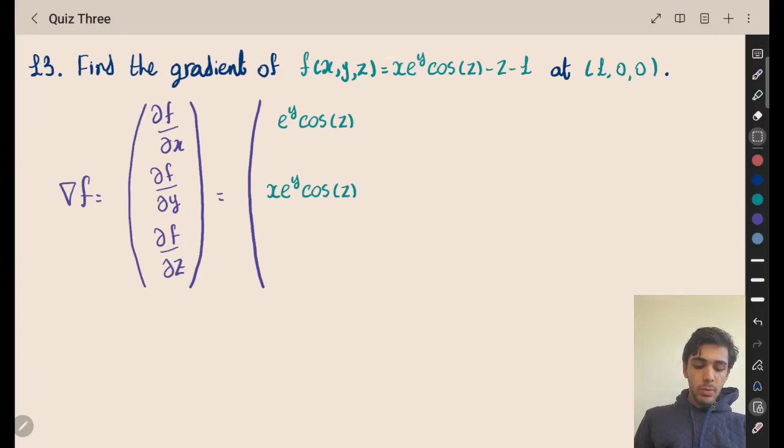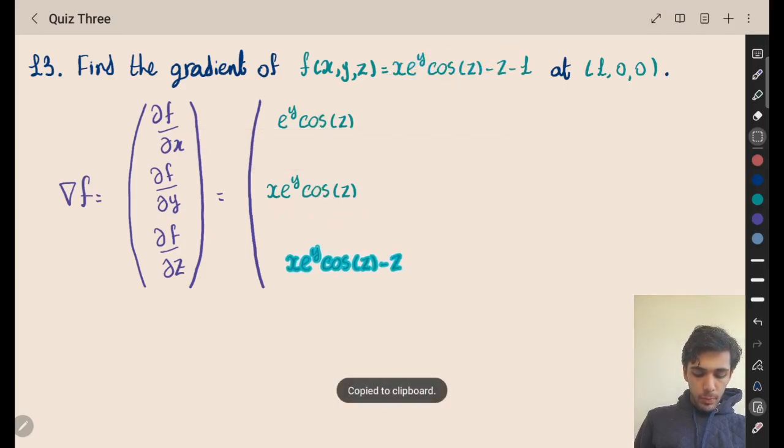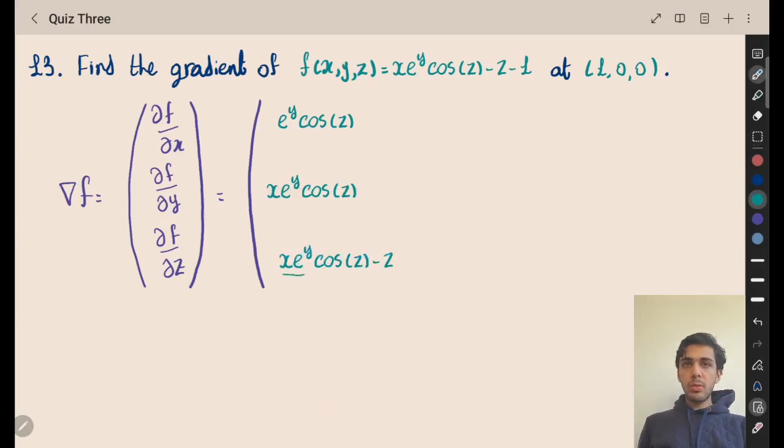Finally, if you want to take the derivative with respect to z, then the first term will give you the following. These are constants with respect to z. This is not. The derivative of the cosine function is not the sine function, but the negative of it. And the derivative of z with respect to z is 1. The derivative of minus 1 with respect to z is, of course, 0. So we don't need to write it down, I hope.